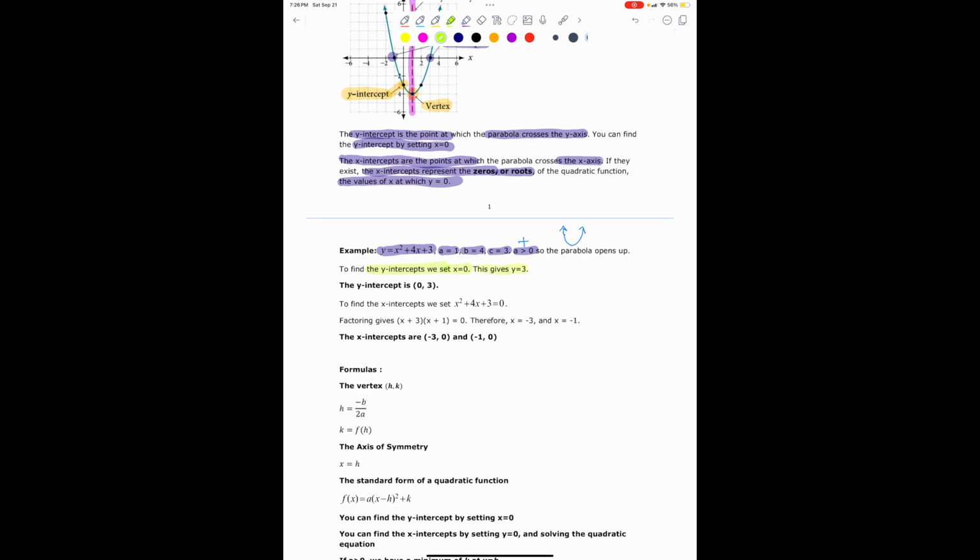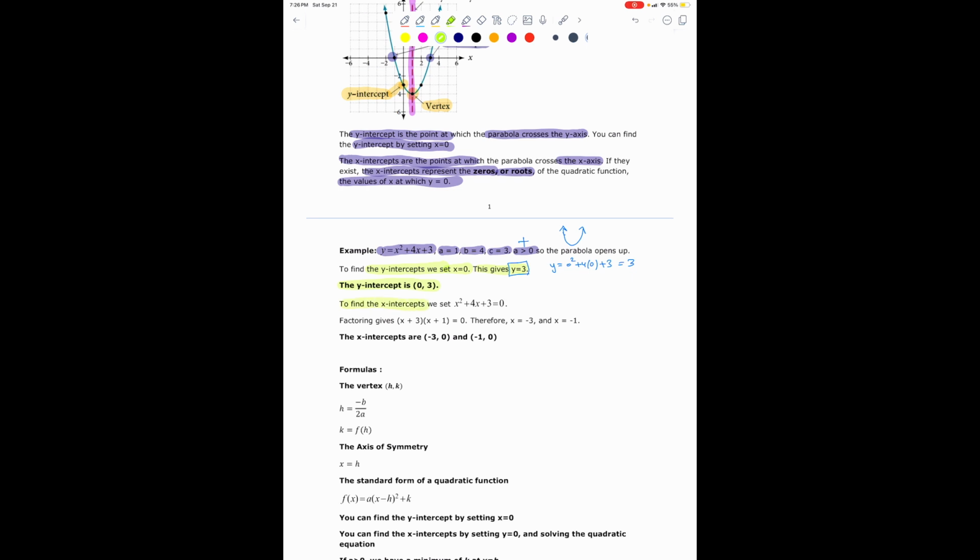If we do that, you're going to end up with y equals 0 squared plus 4 times 0 plus 3. You'll end up having the value of 3, which will give you y equals 3. So we write the y-intercept as an ordered pair, where x is 0, y is 3. When x is 0, y is 3.